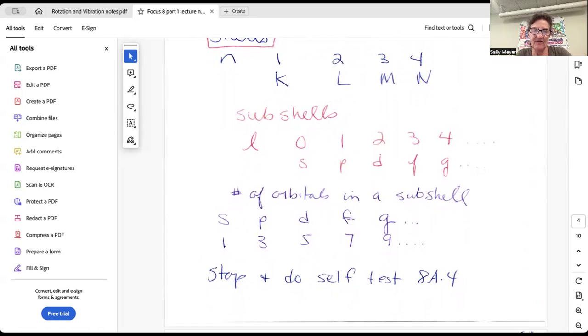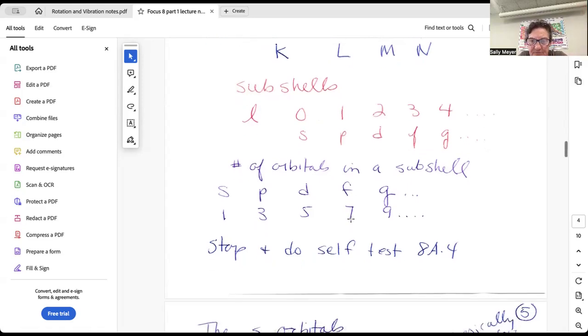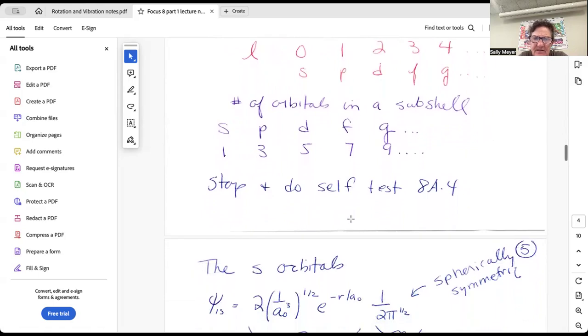So if it's an F, L is a 3. That means you have 0, plus or minus 1, plus or minus 2, plus or minus 3, and you end up with 7 orbitals. So stop and do self-test 8A.4, which just reminds you of some of the properties of subshells.